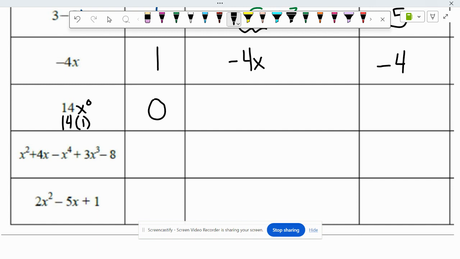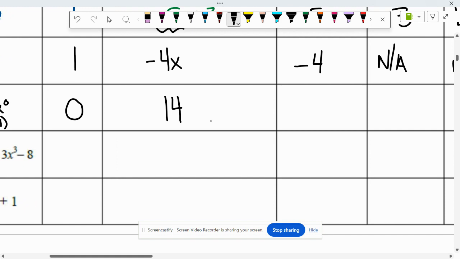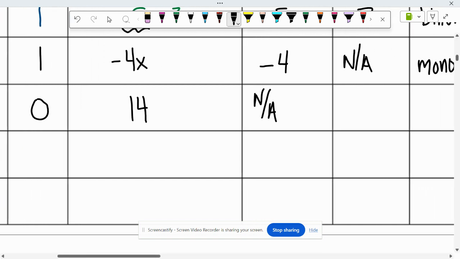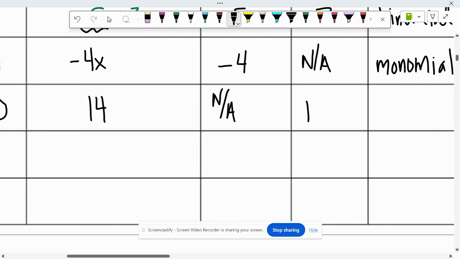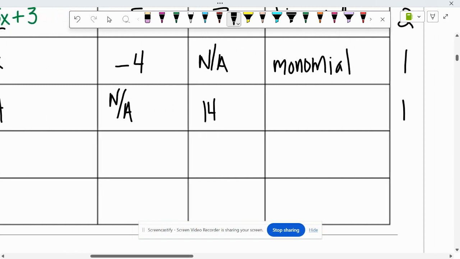I want to explain to you why that works, okay? So put it in standard form, it's just 14. What is my leading coefficient? Well, remember that a coefficient is a number that's attached to a variable, and there isn't one. But what is the constant? 14. The constant is 14. This only has one term, and it is also a monomial.